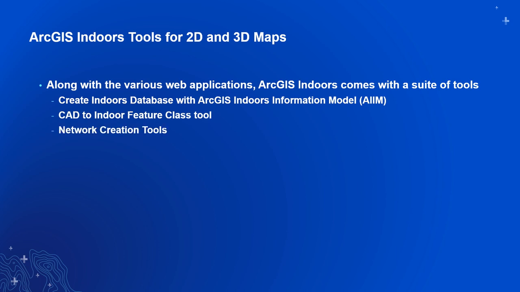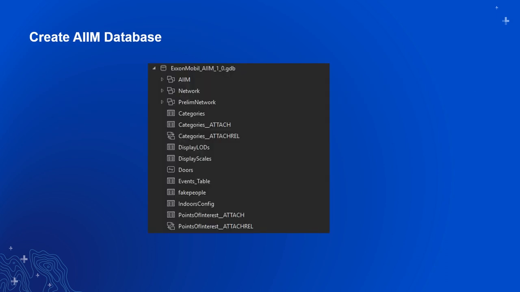So the three tools that I'm going to go over, there are a couple of other tools and they do some smaller things, but the three main ones that I wanted to focus on today are the geoprocessing tools that create the ArcGIS Indoors information model, the CAD to indoor feature classes tool, which is the actual tool that gets your CAD into indoor feature classes, and then the last one is the network creation tools. Right, so this one's pretty simple. It basically creates the information model that the rest of ArcGIS Indoors is going to be using. Everything from the way it searches, the way the network gets utilized, everything like that is off of this AIM schema.